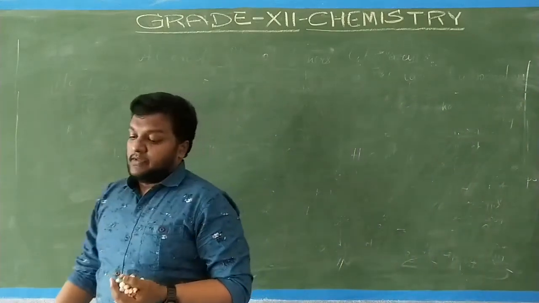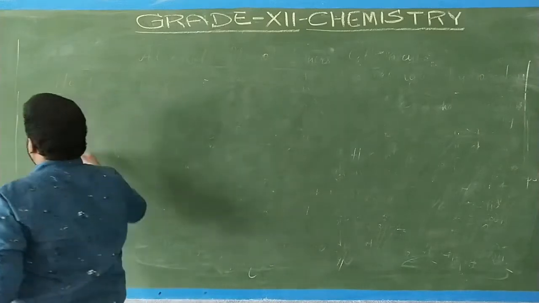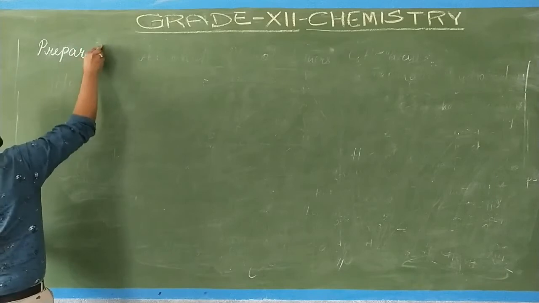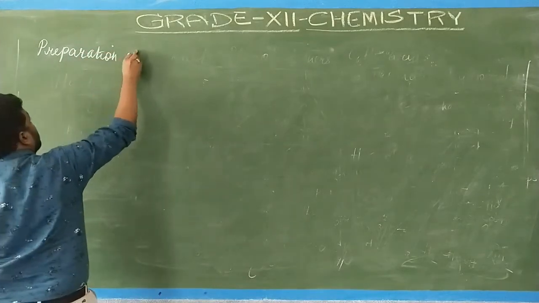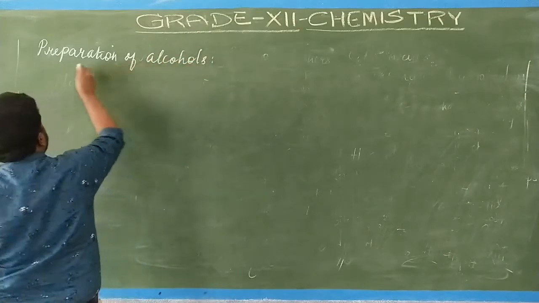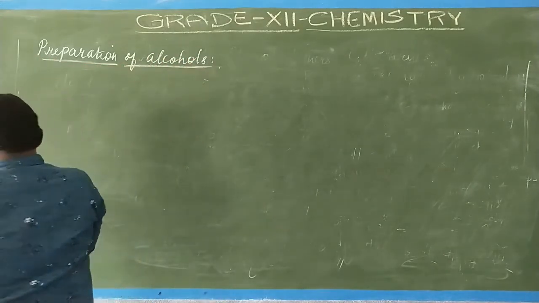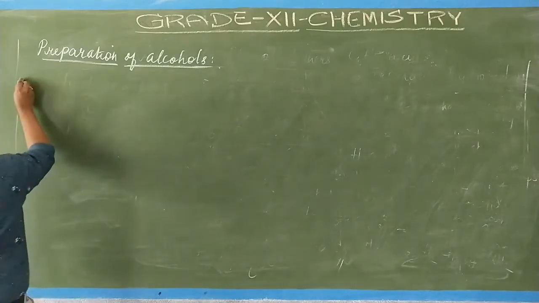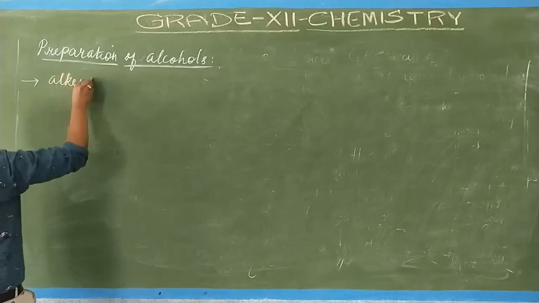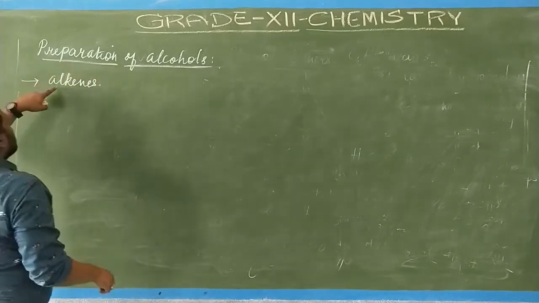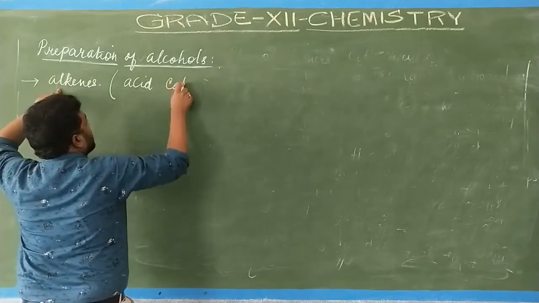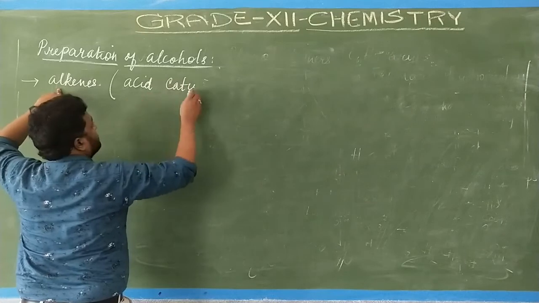Okay, so now what are we going to see? Today we are going to see the preparation of alcohols, aliphatic alcohols. The first method of preparation is that alcohols can be prepared from alkenes. From alkenes, how can it be prepared? Acid catalyzed, from alkenes?